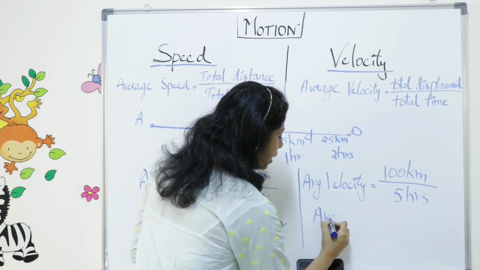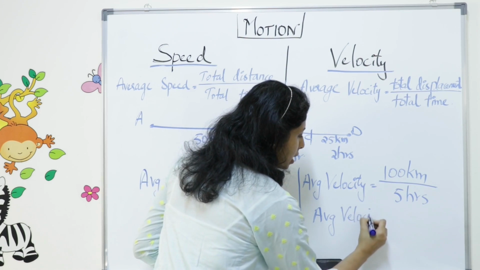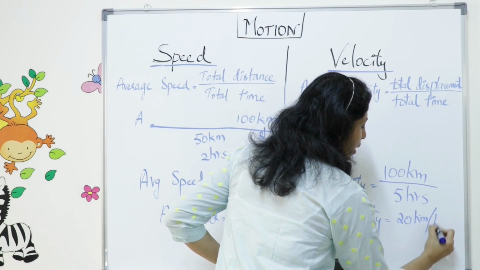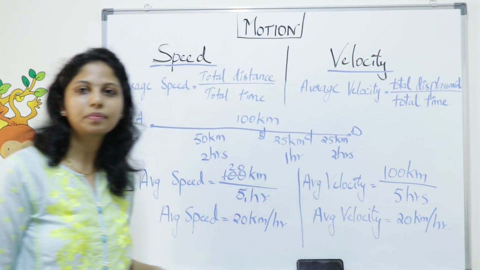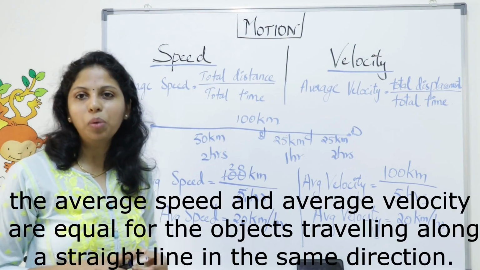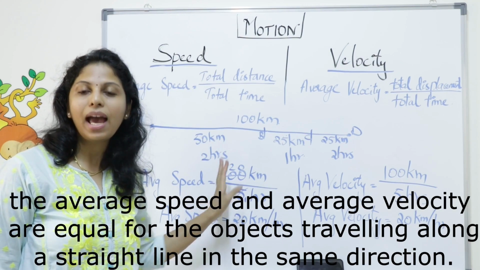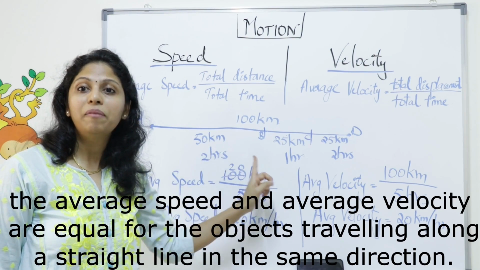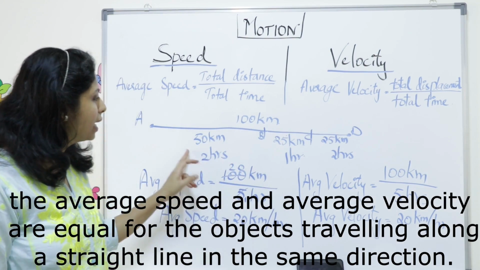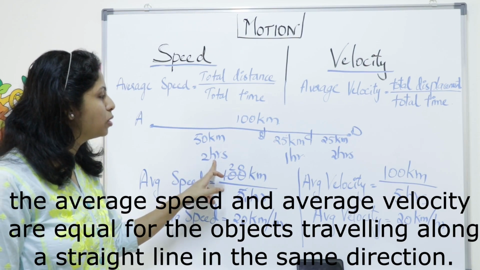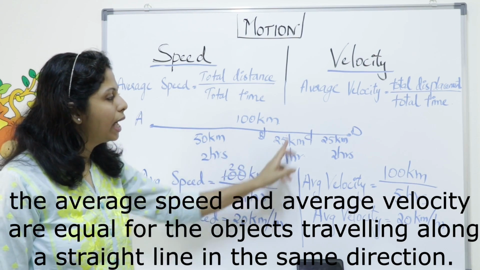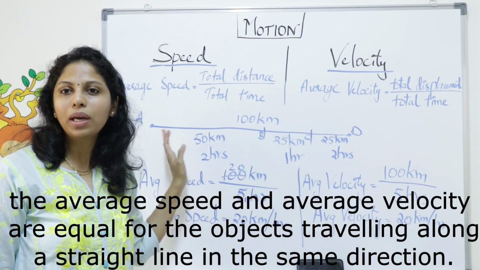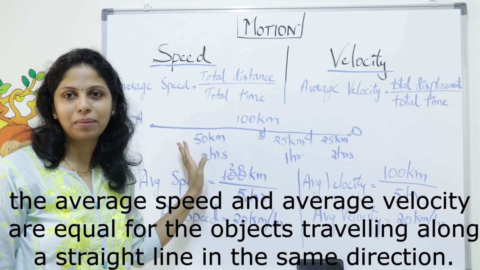So, you will get an average velocity, which is nothing but 20 kilometer per hour. So this is how we calculate average velocity and average speed for an object going with a variable speed. See, here the speed is different. Here he has taken 2 hours, then he has taken 1 hour, and again he has taken 2 hours to cover different distances. So he is traveling at a variable speed.